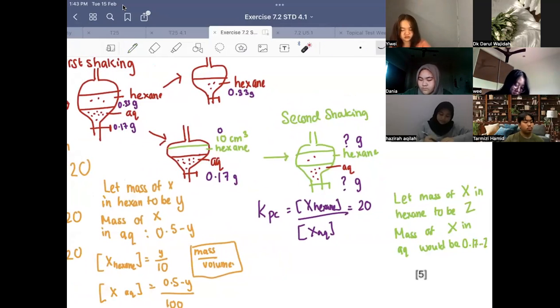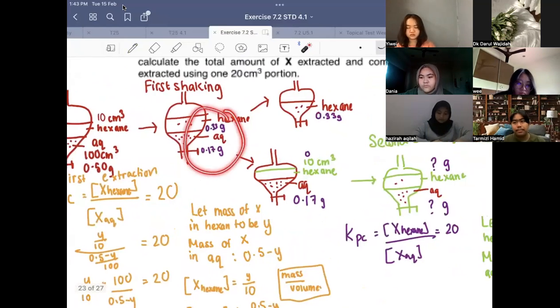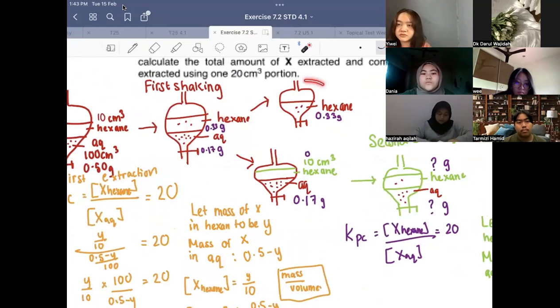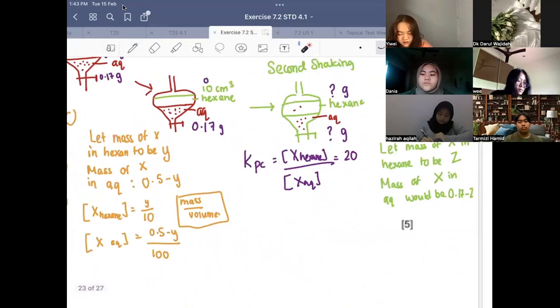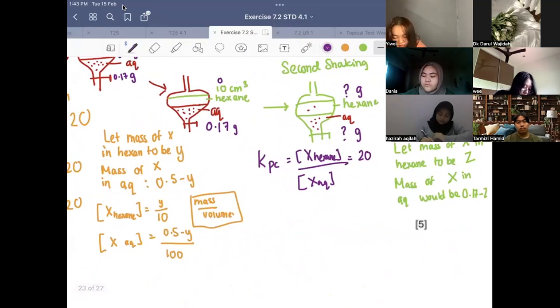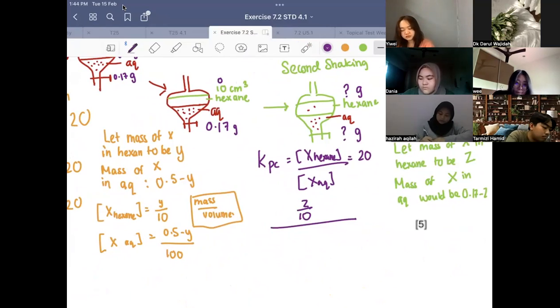So it's easy to think that our starting is 0.5, but that 0.5 has already been distributed and 0.33 has been separated. So we're only left with 0.17. So same thing, you would solve. I don't need to show you. The concentration of hexane this time would be Z over 10 divided by 0.17 minus Z over 100 equals to 20. Okay, so you can work out Z.